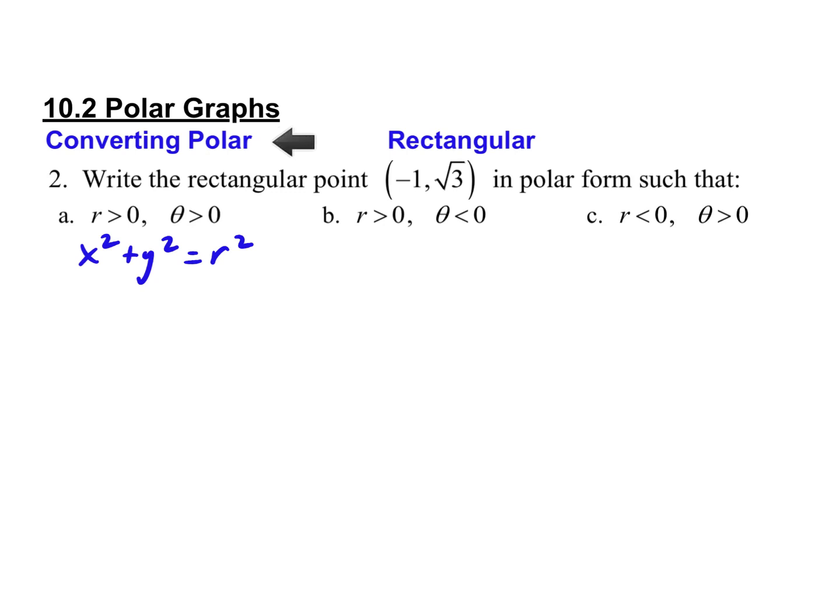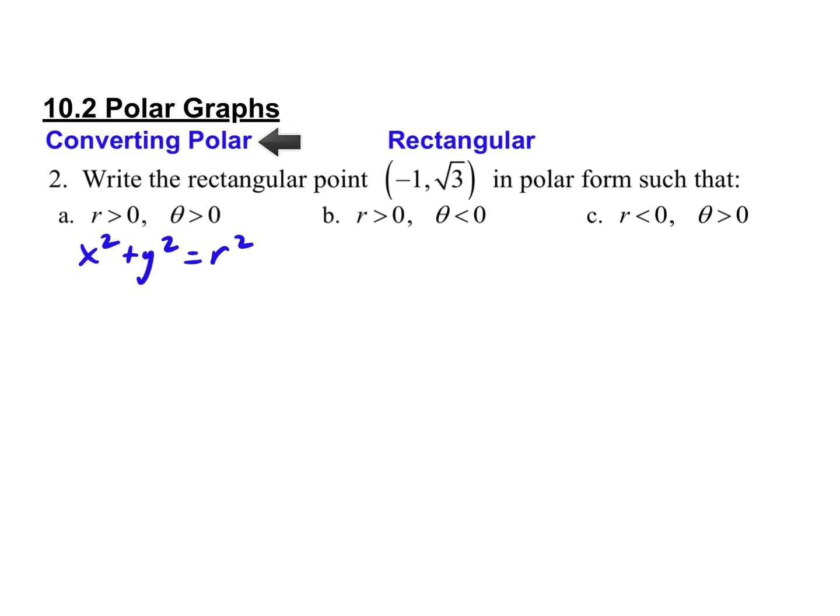This is where we're going to start, because when we have a rectangular point, we have an x and a y. So the first thing we're going to do is determine r. Then we have to figure out what angle this point makes with the x-axis, where the line from the origin to this point is the terminal side, and then what angle is created.